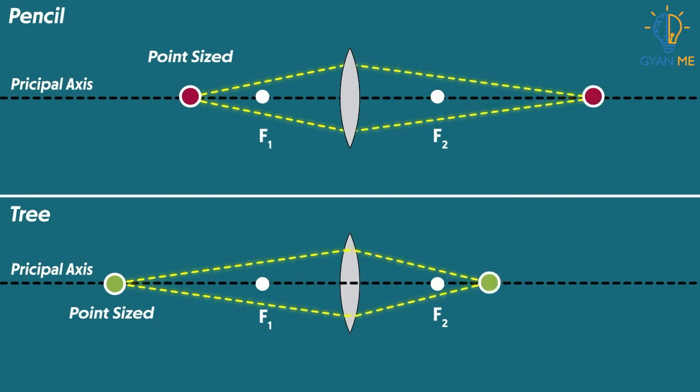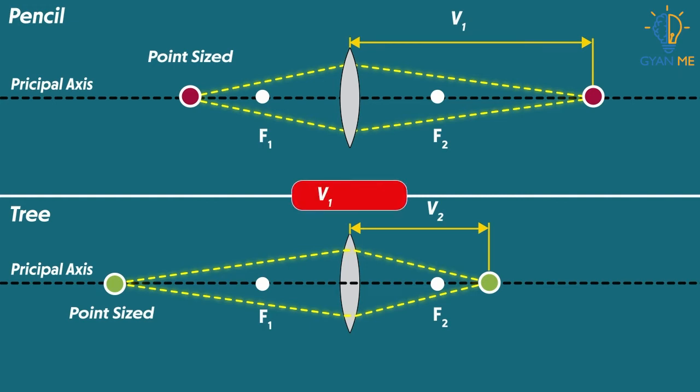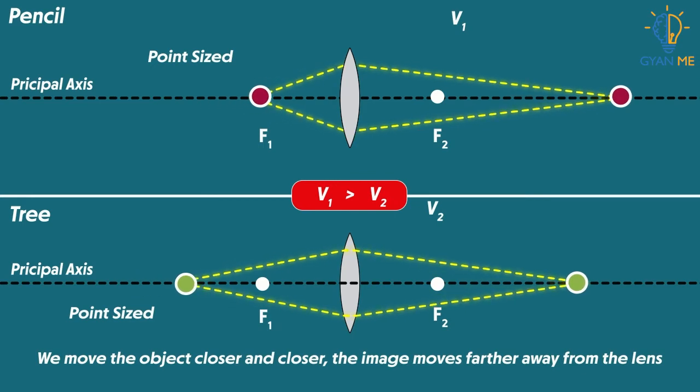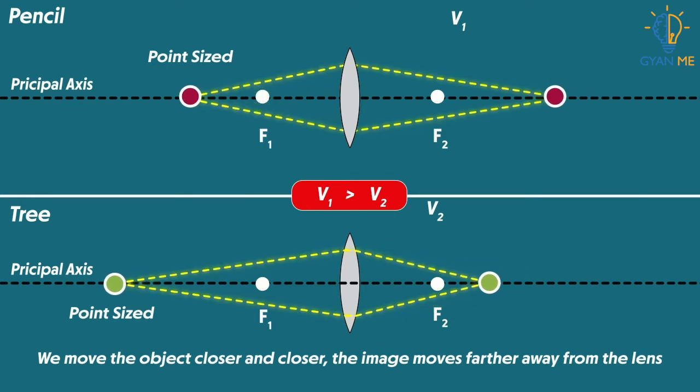Okay, so what will be V here? Yes, it will be the distance between the center of the lens and the screen. So we find that the magnitude of V1 is greater than V2. Or we know that as we move the object closer and closer, the image moves further away from the lens. And that is why in the second case, image distance is more than in the first one. This is because the bending capacity cannot change since the focal length is constant. So what changes is the distance of the image.